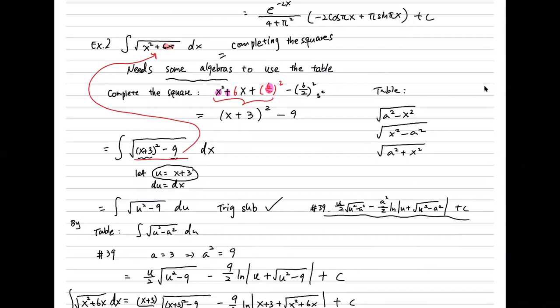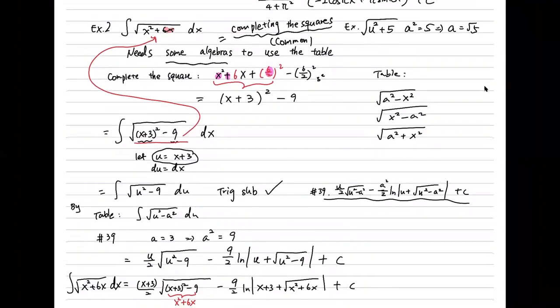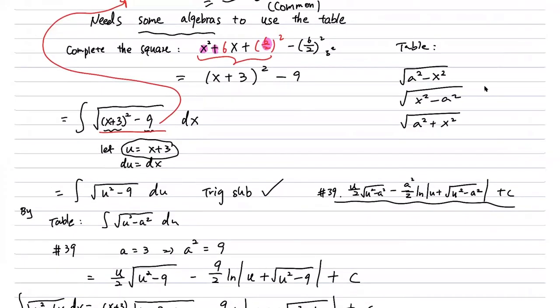All right, or maybe something like, for example, if you have u squared plus 5, in that case you probably have to do, okay, so my a squared equal to 5, which means my a will equal radical 5. Or something like that, right? So maybe it's not a perfect square. But completing the square is the very common one that you most of the time have to do. All right, so this is for the integration with the table.